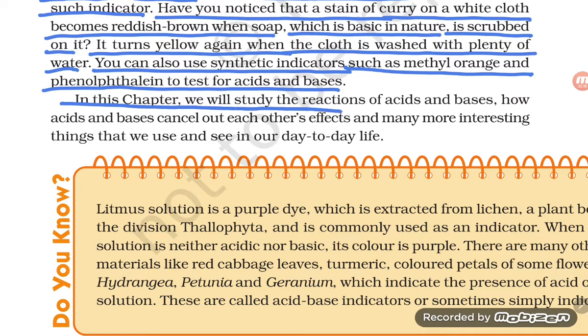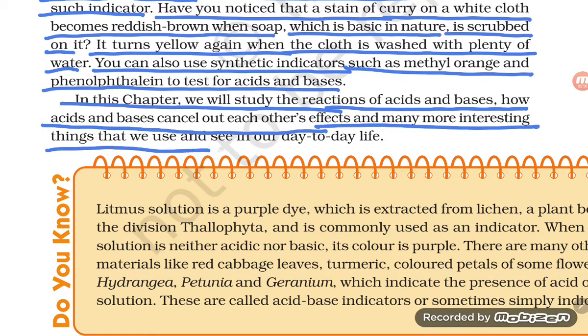In this chapter, we will study the reactions of acids and bases, how acids and bases cancel each other's effect, and many more interesting things that we see in our day-to-day life.